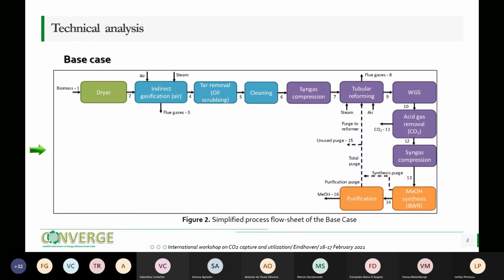So the base case to which Converge technology will be compared is represented in the present slide. This refers to methanol production through biomass indirect gasification, followed by syngas cleaning and compression. After that, the reforming for methane conversion to syngas. After that, we have the step of acid gas removal, another step of syngas compression, and the last step is represented by the methanol synthesis and the methanol purification.